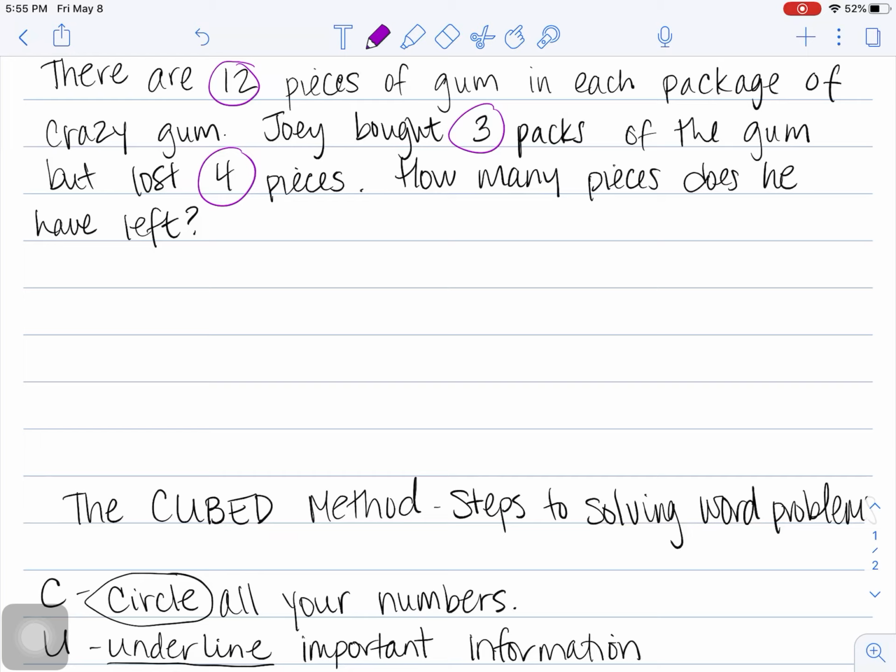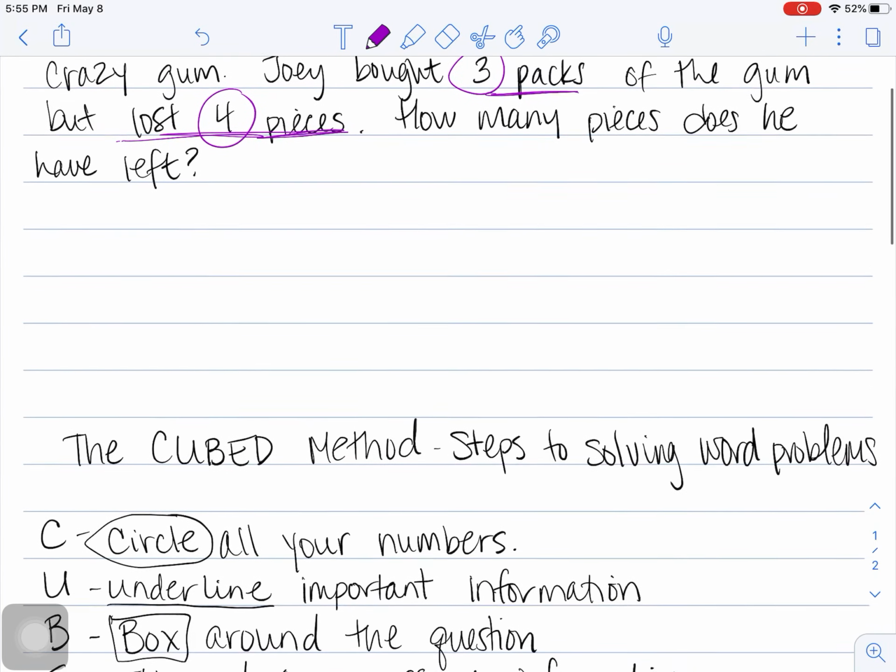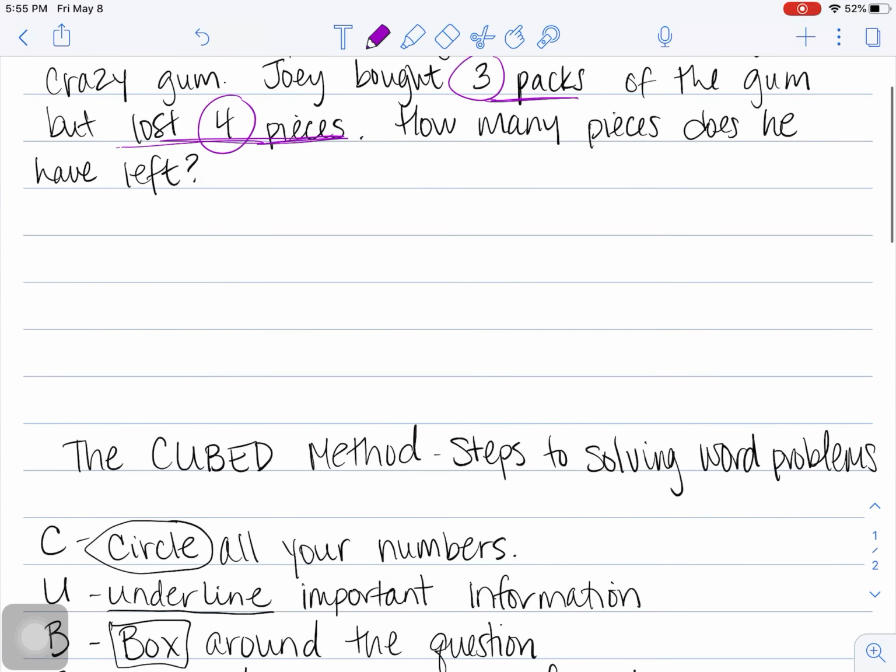So I did that. Underline important information. So I need to reread this and figure out what is important. There's 12 pieces of gum in each package of Crazy Gum. Joey bought 3 packs of the gum, but he lost 4 pieces of the gum. How many pieces does he have left? Okay, so I've underlined important information. Box around the question. The question is, how many pieces does he have left? So I boxed around that.